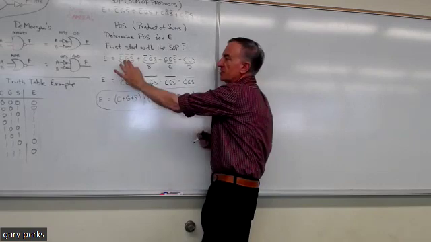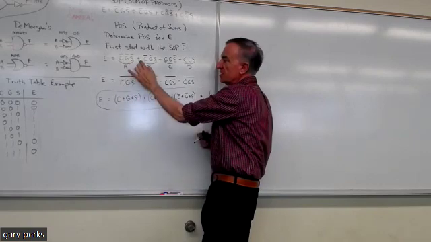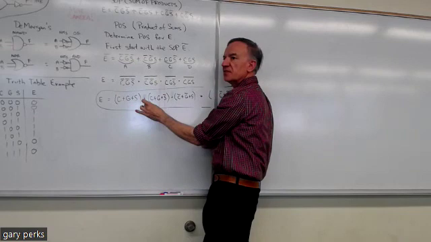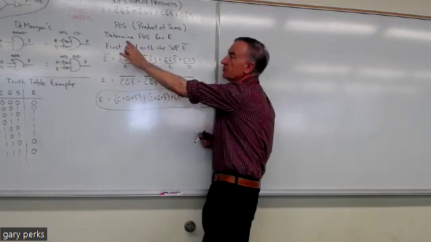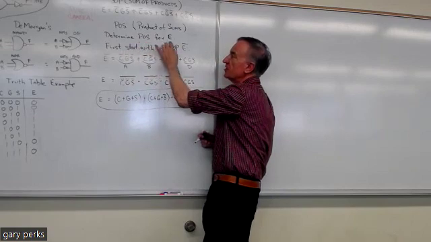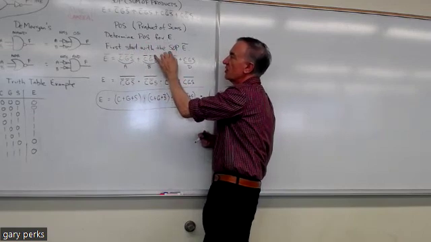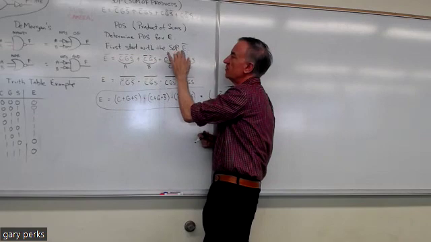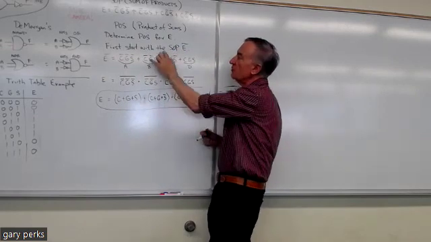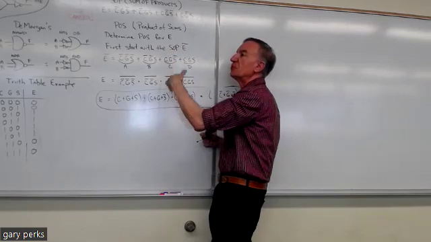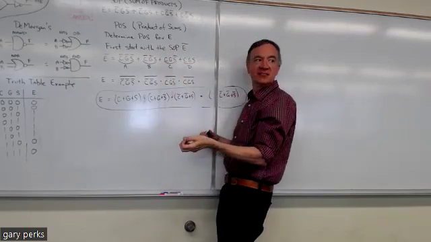Products and sums. Yeah, these products go to sums, these sums go to products. So going back to where I said, if we want POS for E, we got to start with the SOP for not E. And the reason for that is because everything's going to invert. If you started with SOP for E, you would end up with POS for not E.